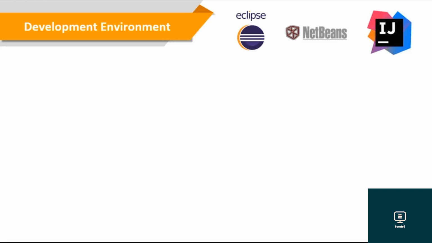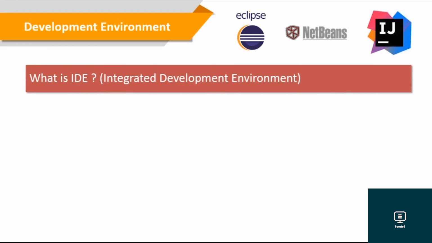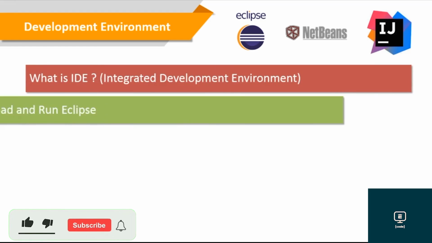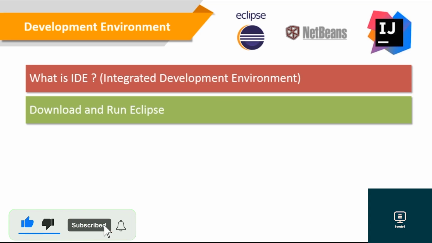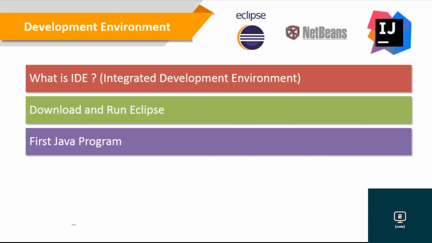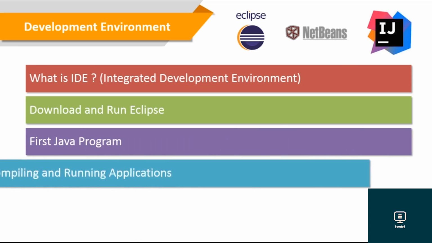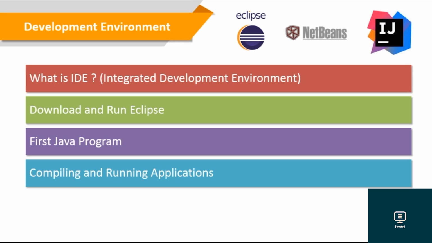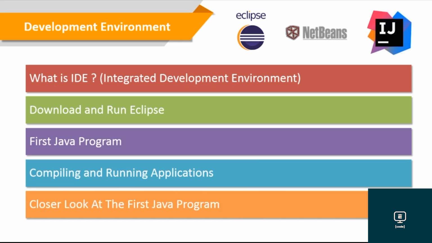Development environment. So in this section, we're going to learn about the Java development environment. So first, we're going to learn what integrated development environments are. Then, we're going to download and run Eclipse. Then we're going to write our first Java program by using Eclipse. Then we're going to learn how to compile and run Java programs. And then we're going to review our first Java program and pop the cork on champagne and congratulate ourselves for doing a great job. Well, the champagne's on you.